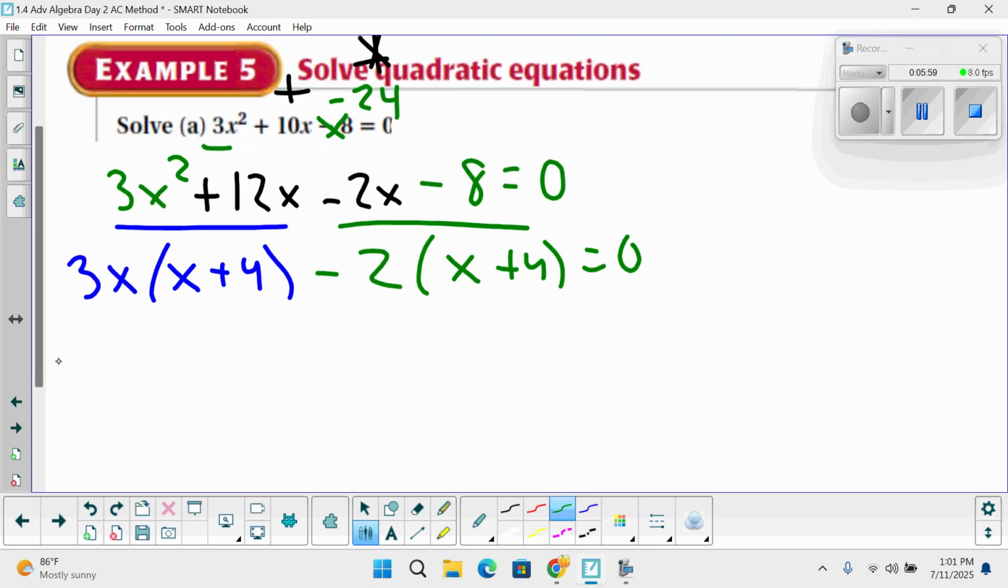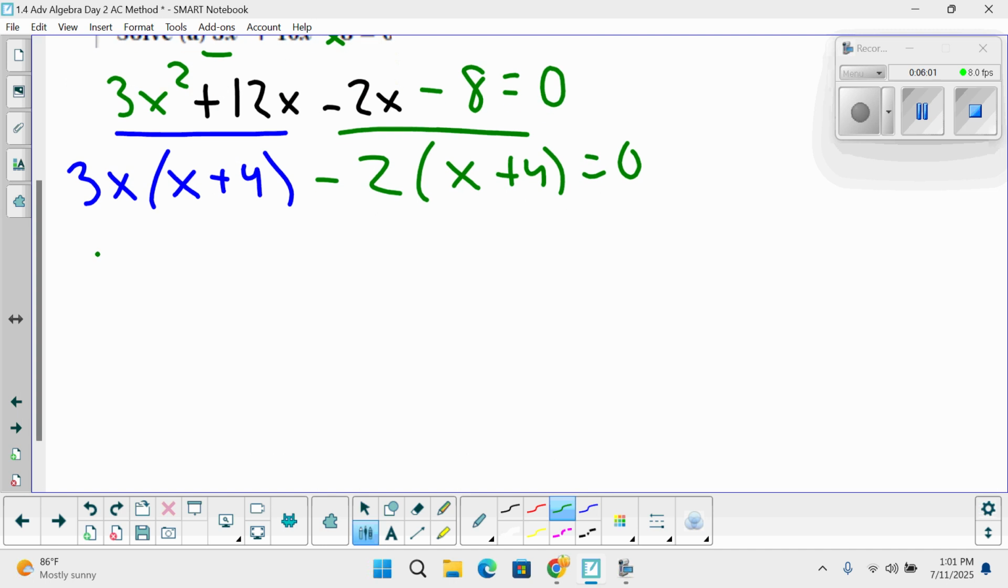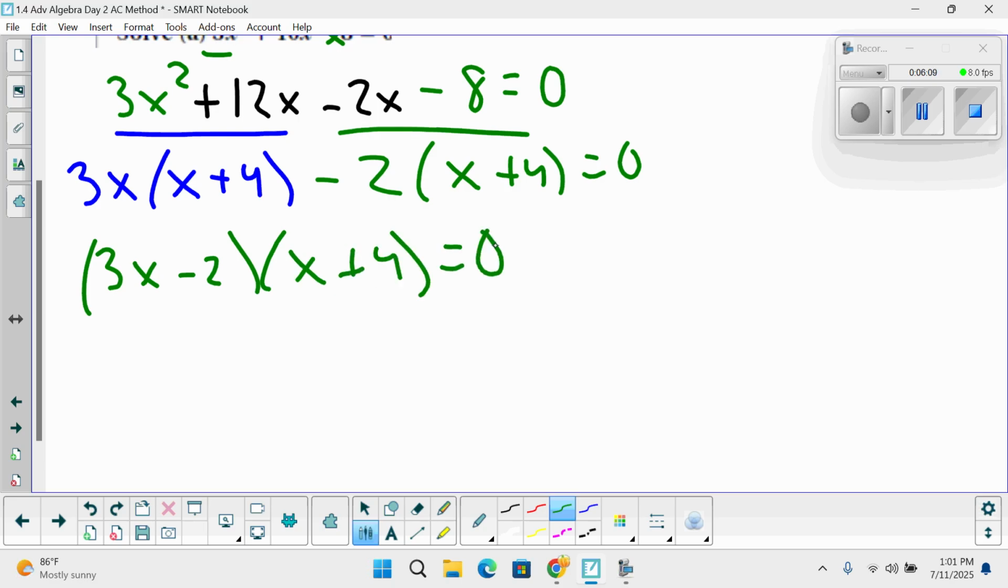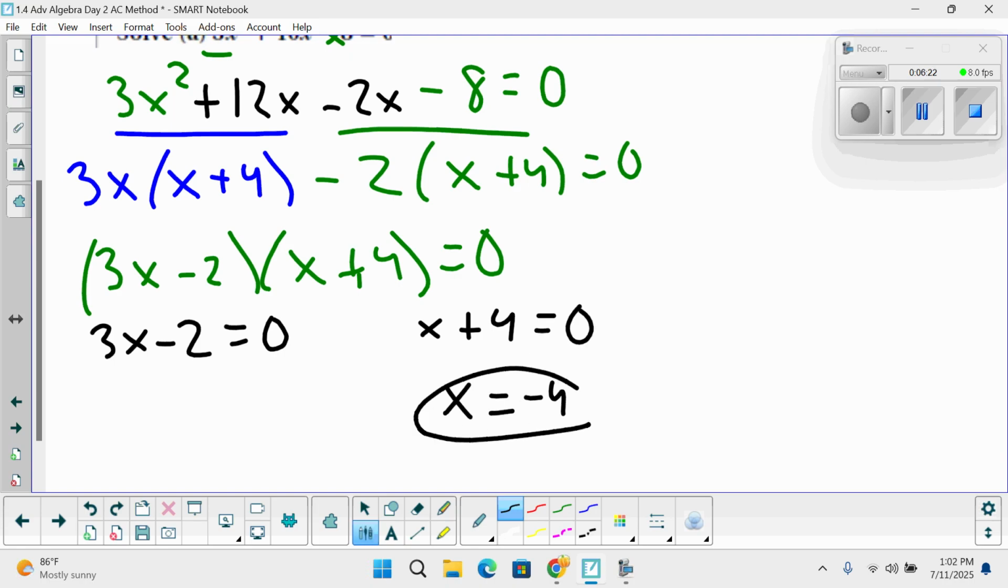So to finish this off, I hope I have enough space here. I'm going to put the 3x and the -2 in a brand new group, but merge my x plus 4 groups. And then we need to finish and solve. We're not done yet. So we set our 3x minus 2 equal to 0, and we solve that. And we set our x plus 4 equals 0, and we solve that. So my one solution is -4, but my other solution is 2/3.